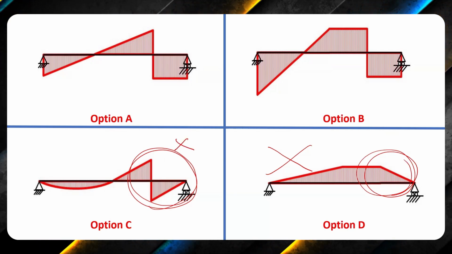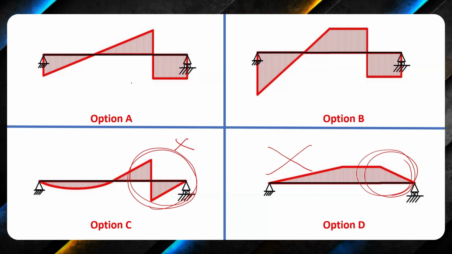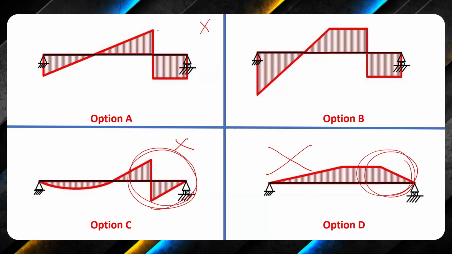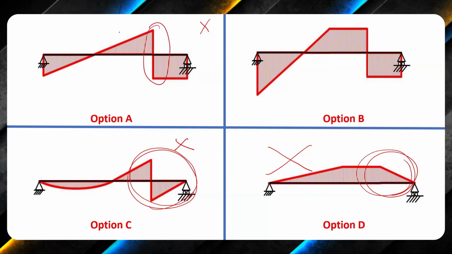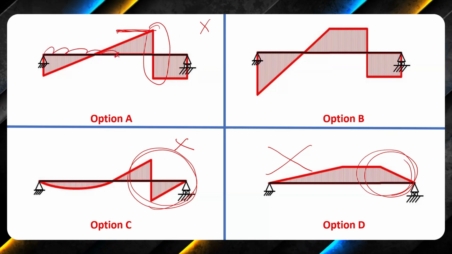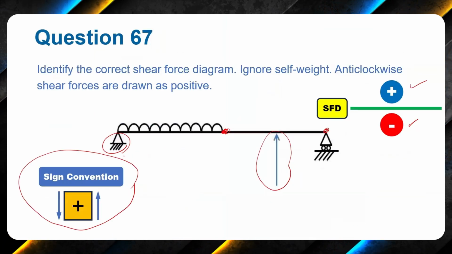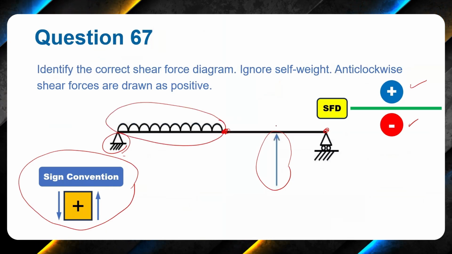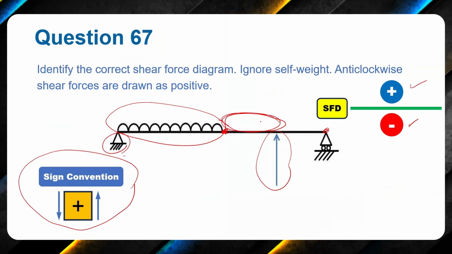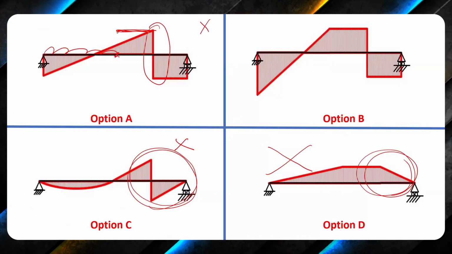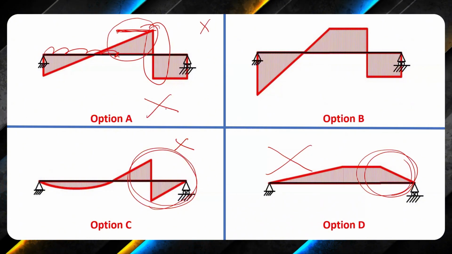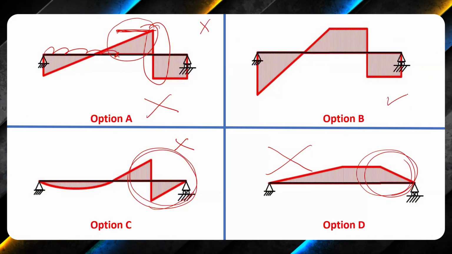It leaves me with two options. Option A is wrong as well because here we have loading applied, and between the point load and the start of the UDL, which you see over here, it has to be a straight line. It can't be an inclined line. So here it is an inclined line, which means it is incorrect. So the correct option must be option B.